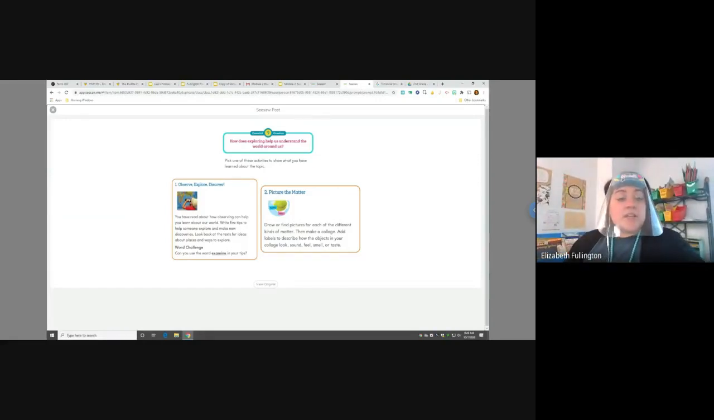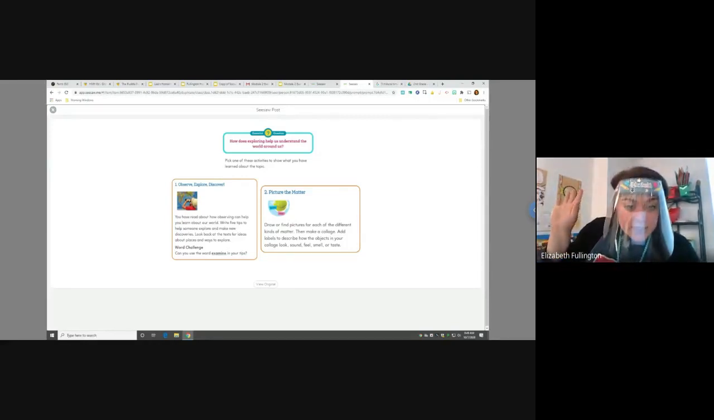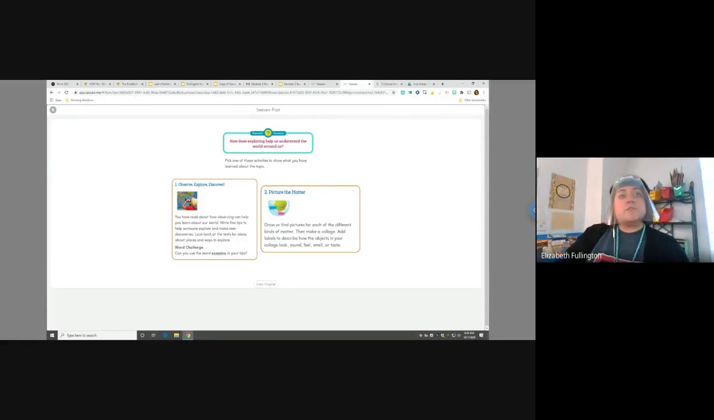Okay. So it says here, 1, observe, explore, discover. You have read about how observing can help you learn about our world. Write 5 tips to help someone explore and make new discoveries. Look back at the text for ideas about places and ways to explore. Here's a word challenge. Can you use the word examine in your tips? What is examine? Examine means to look at or to observe. So it says tips are basically like steps for a person to explore. So you need to come up with 5 steps on how to help someone explore or make new discoveries.